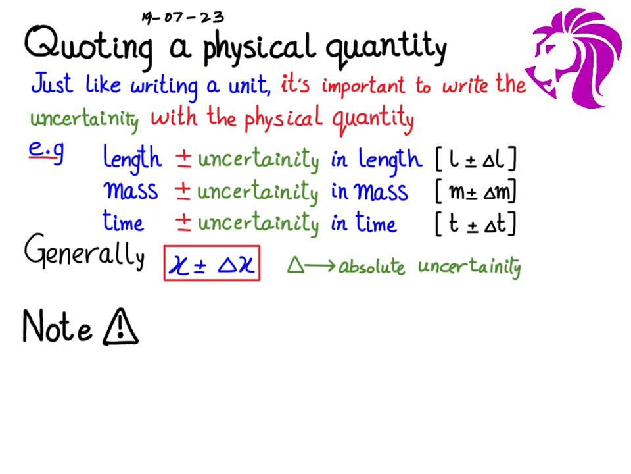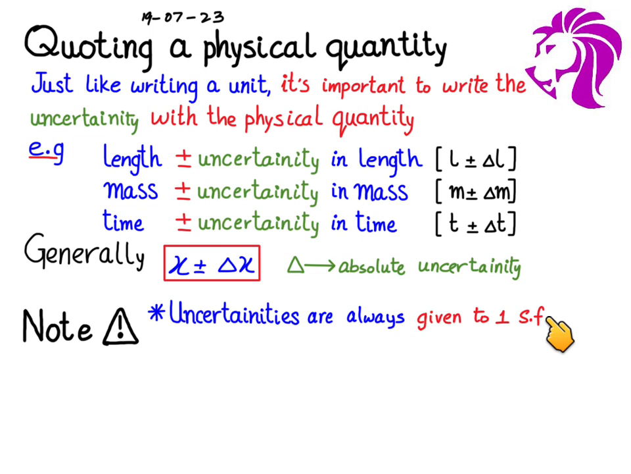Here one important thing to note is that whenever we are measuring uncertainties, we give uncertainties to one significant figure. We write uncertainties to one significant figure. If my uncertainty is coming 1.1, I'll just write 1. If my uncertainty is coming 1.12, I'll just write 1. If my uncertainty is coming 0.12, I'll just write 0.1. If my uncertainty is 0.013, I'll just write 0.01. So I'll give my uncertainties to one significant figure.